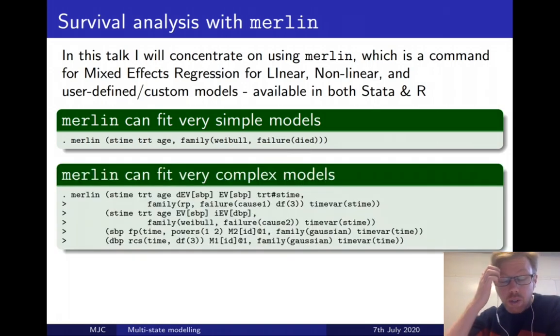Merlin can also fit very, very complex models. So this is a 4-outcome joint multivariate longitudinal model and competing risks. Okay, so there's lots going on there. I won't go into much detail. There's lots of examples on my website.